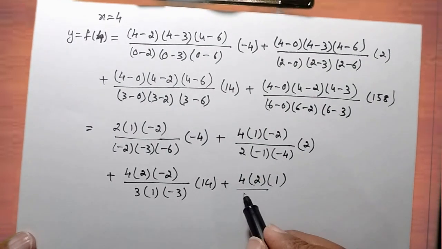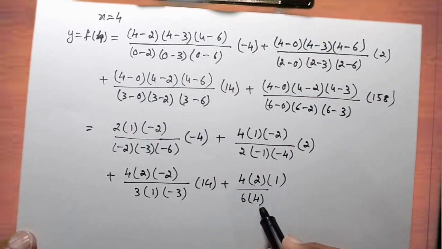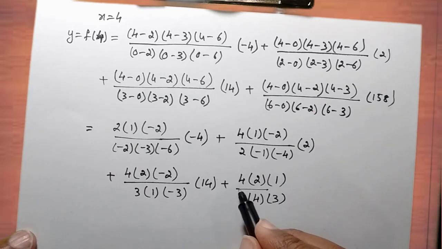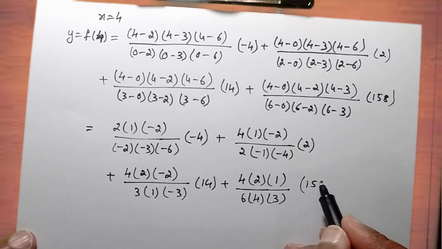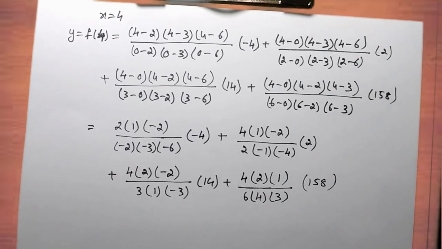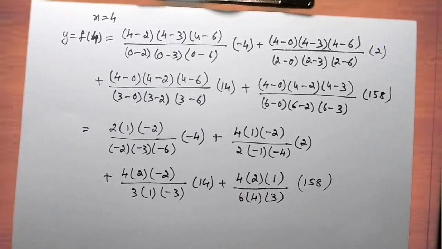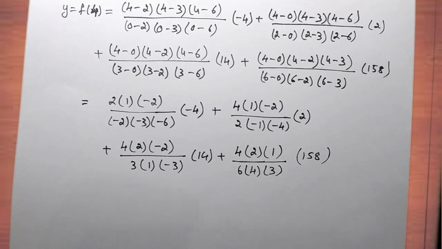you have 6 minus 0 will be 6, 6 minus 2 will be 4, 6 minus 3 will be 3, times what you have, 158. You can just use the calculator and simplify. Let me know what solution you're getting.